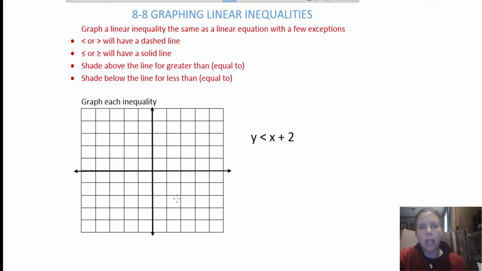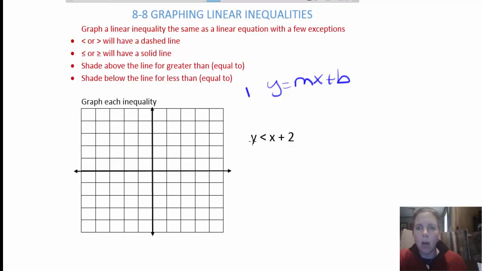Okay, today we're going to do 8.8, graphing linear inequalities. You graph a linear inequality the same as a linear equation with a few exceptions. You're still going to use your y equals mx plus b, where you have your slope and your y-intercept.